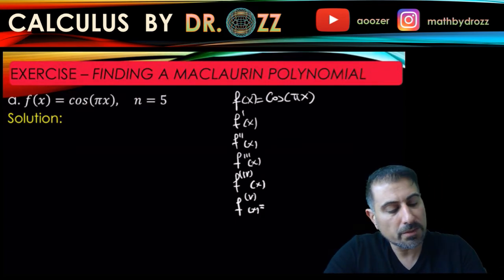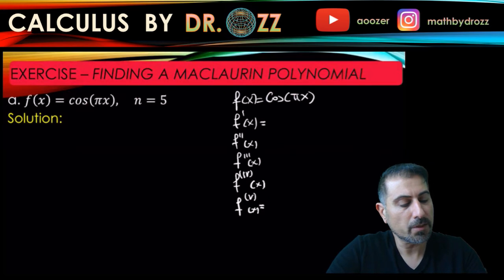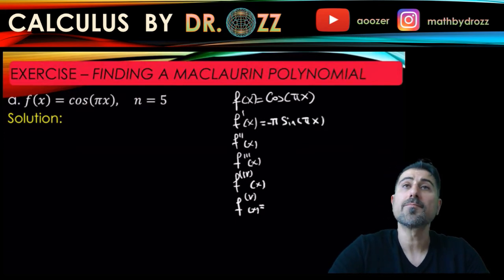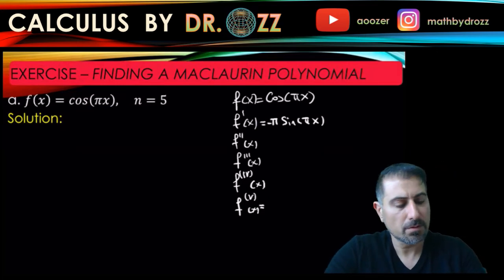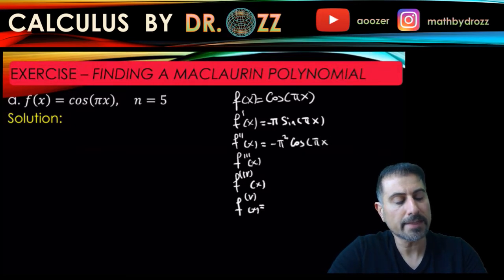So what is the derivative of cosine pi x? It's the application of the chain rule. The derivative of the inner part is pi, and the derivative of the outer part, which is cosine, is minus sine, the inner part the same. And now I'm going to take the derivative of f prime to find f double prime. So the derivative of the inner part is pi. You have already minus pi out there, so minus pi squared, and the derivative of sine is cosine. There we go, cosine pi x.